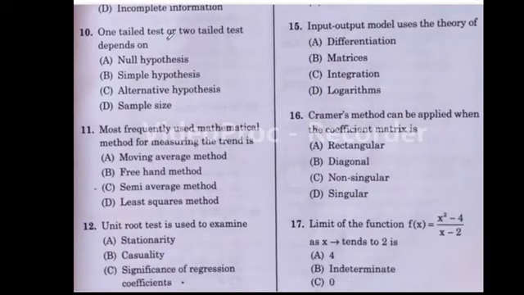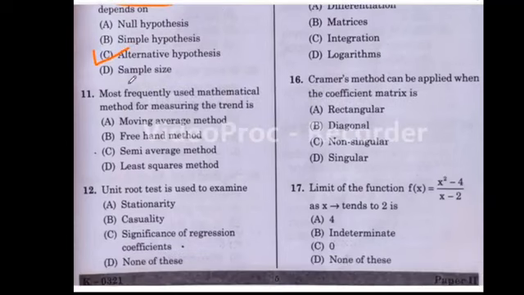Question number 10, one-tailed test or two-tailed test depends on. Yes, one-tailed test and two-tailed test depend on the alternative hypothesis. Question number 11, the most frequently used mathematical method for measuring the trend is moving average method, freehand method, semi-average method and least square method. Yes, here the right answer is option C, least square method. Many students are having confusion between least square method and moving average method. So I think least square method is the correct answer.